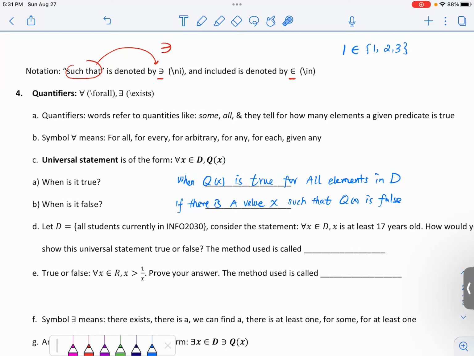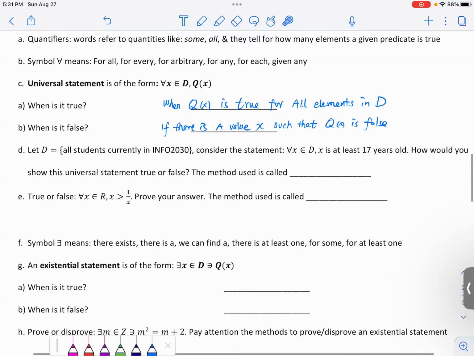Now let's take a look at a couple of examples. Suppose we let D be all students currently in Info 2030. Consider the statement: for all x in D, x is at least 17 years old. So here's the predicate, because there's a variable here. So this is a predicate. How would you show this universal statement true or false?